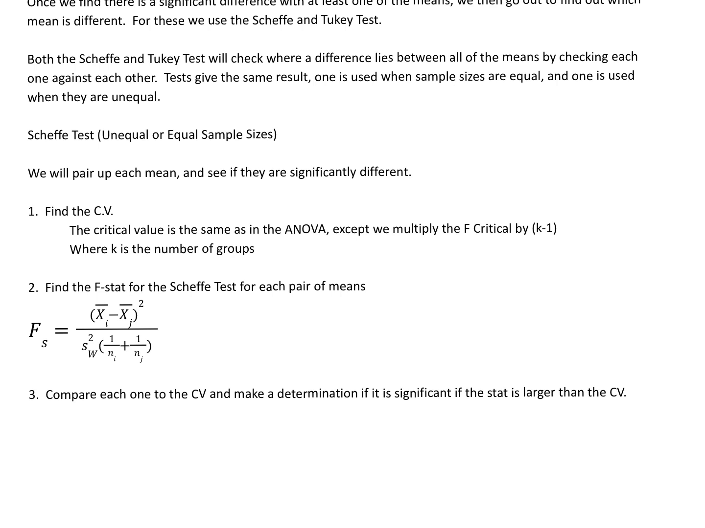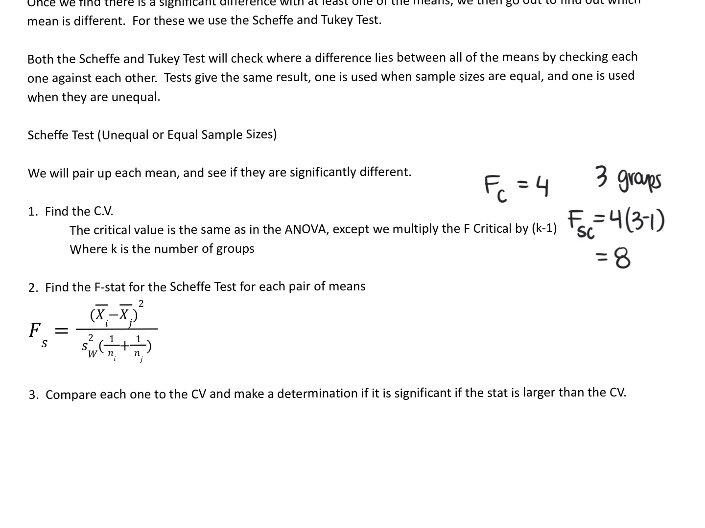So, for example, if you got that your F critical value was 4, and there were 3 groups, then your Scheffé critical value, which we put SC, would be 4 times 3 minus 1, which is 8.